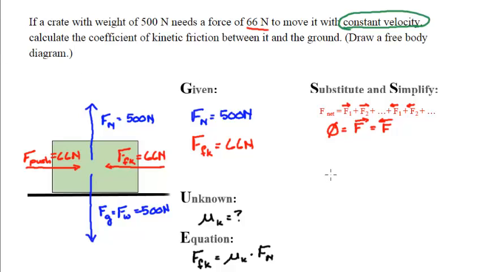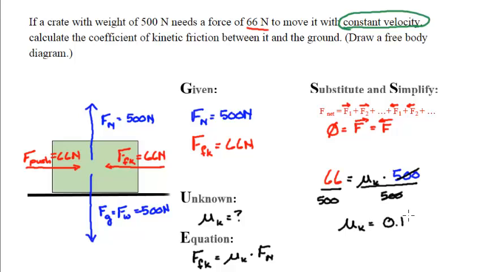So my force of friction, kinetic, is 66. I don't know what mu is, but I do know that it is multiplied by force normal, which is 500. In order to get mu all by itself on the right-hand side, I'm going to divide by 500. Cancel, cancel. Whatever I do to the right, I have to do to the left. And I get mu kinetic to equal 0.132. Make it nice and pretty, 0.13.